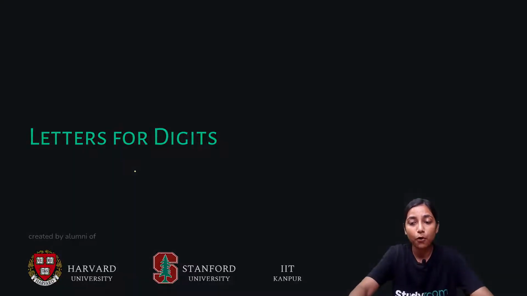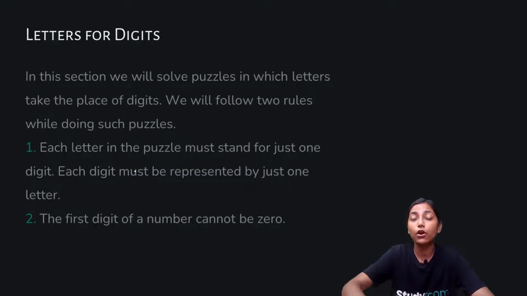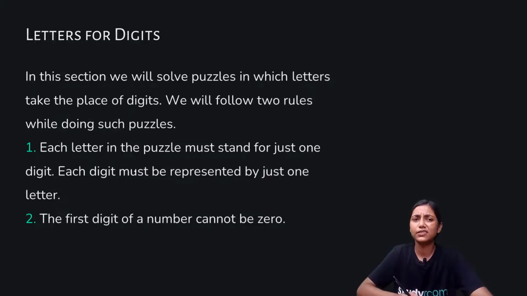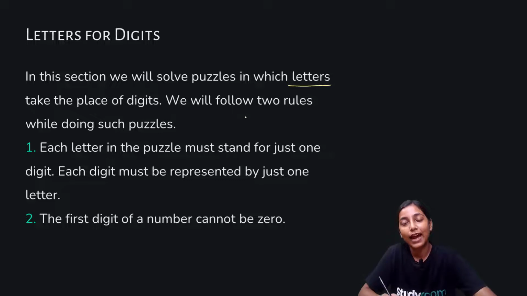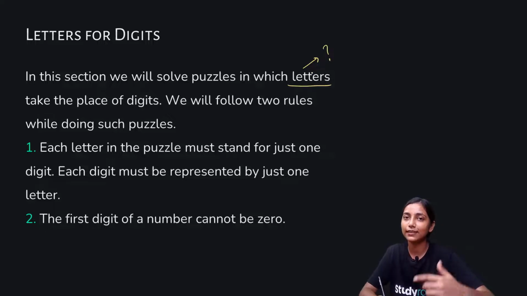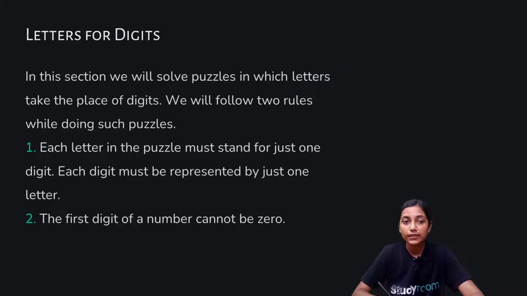Let's now jump on to our second topic, that is letters for digits. So what is this letters for digits? In this section we will be solving some puzzles in which the digits will not be written, but in the places of those digits we will have some letters. And we will follow some rules in order to find which digit each letter actually represents. So what are these rules? The first one is that each letter in the puzzle must stand for just one value, one digit.